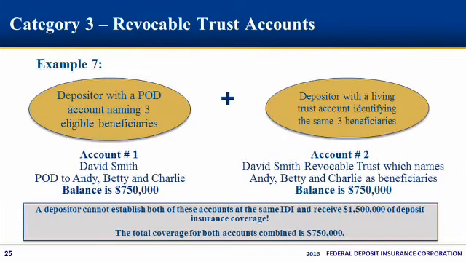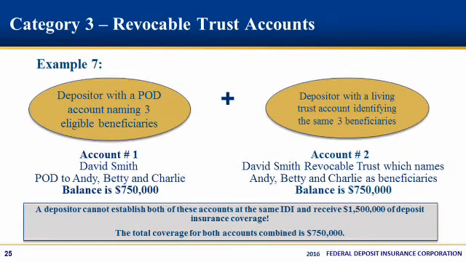Our last example for misconceptions is based on a lot of questions the FDIC receives about the scenario presented on this slide. To start, let's assume we have a deposit account, which is a payable on death account with David Smith as the owner. He has named 3 beneficiaries, Andy, Betty, and Charlie, to receive equal distributions upon his death. The account is open for $750,000, the maximum amount that can be insured.